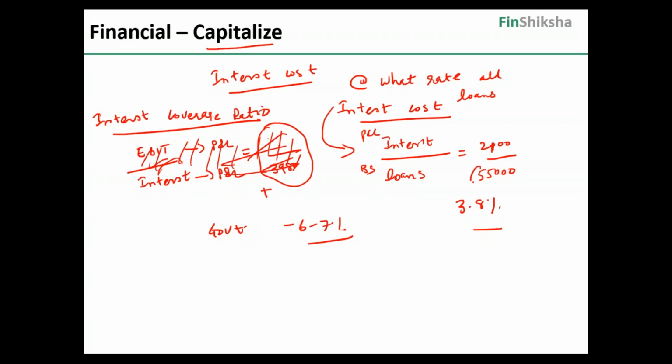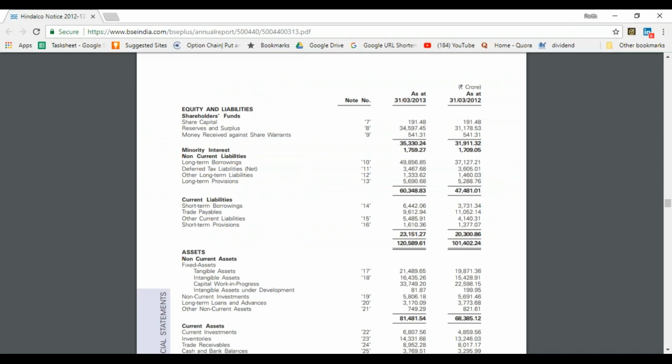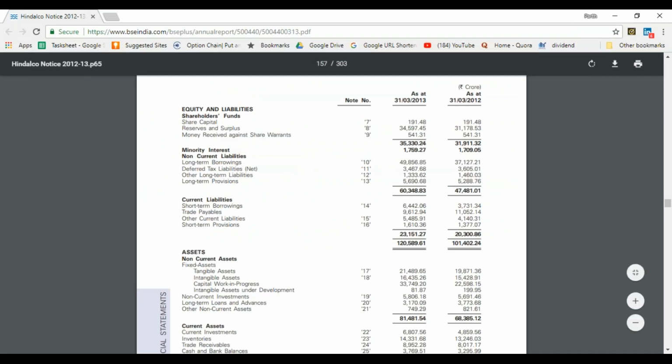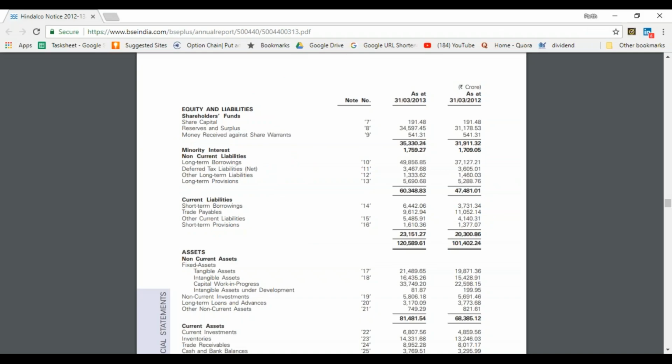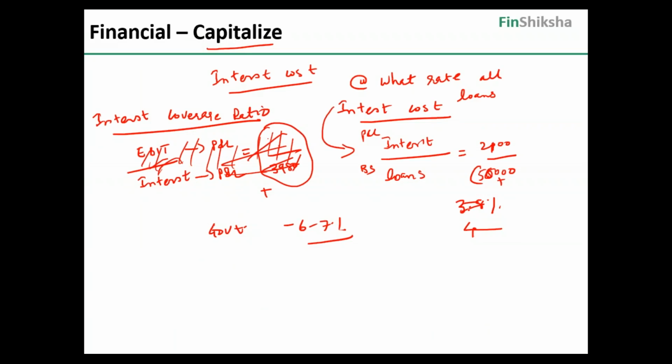Again, a lot of people will say it should be the average. It will not make any difference, which is 49,000 plus 37,000. So assume that this is 50,000 crores. So this will become 4. This is just for illustration purposes. The answer will remain the same because interest would be around that. But even in any case, Government of India borrows at 6 to 7%. How come this is the figure for Hindalco?